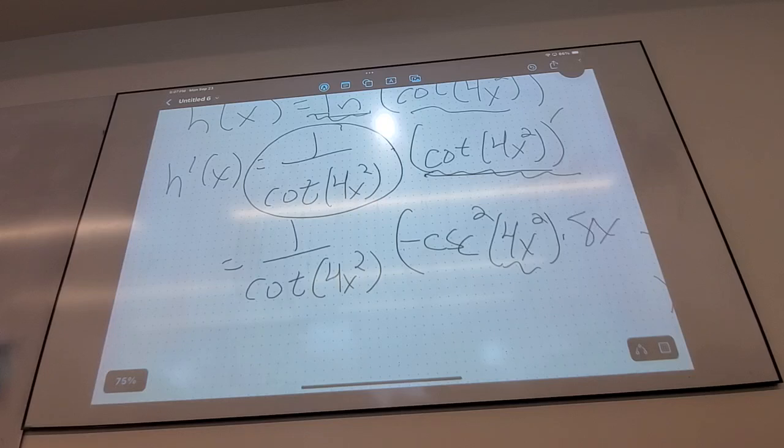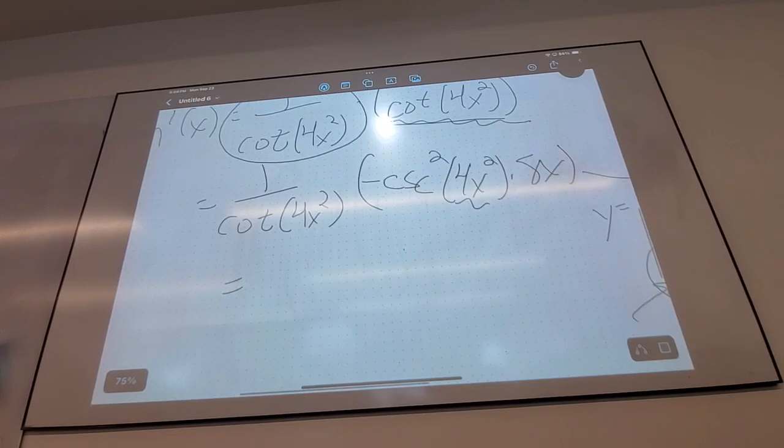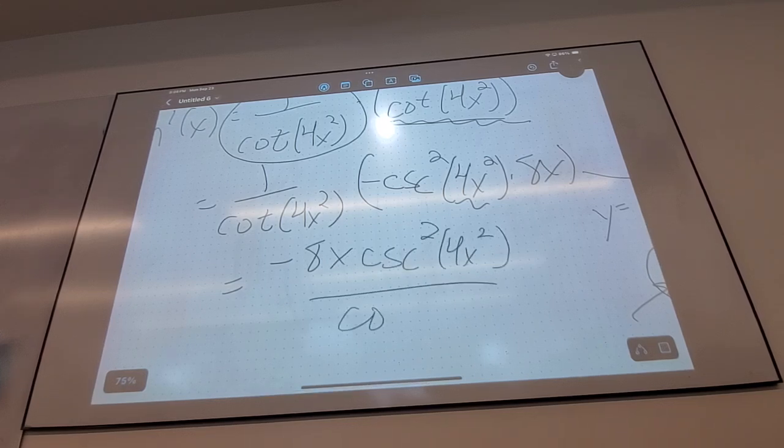How do I know I'm done? Because there's no function inside anymore. The inside function is x. So I know I'm done. And then you can just bring the 8x. Now I clean it up a little bit and put it all over. What should be in the very front? 8x. Almost. Yes, negative 8x. And then I have cosecant squared 4x squared over cotangent of 4x squared.